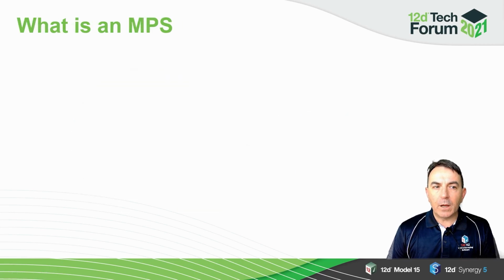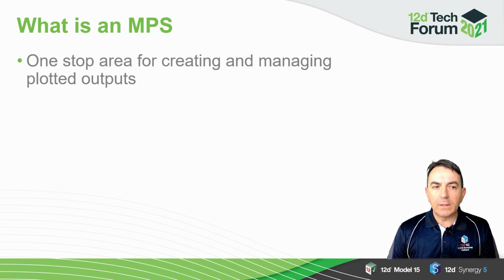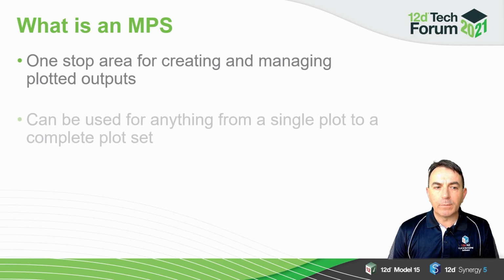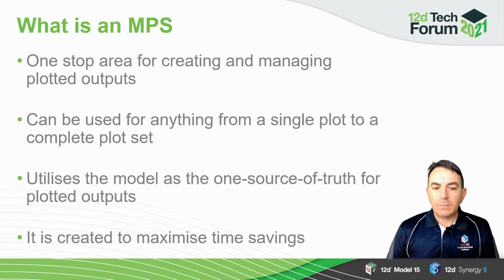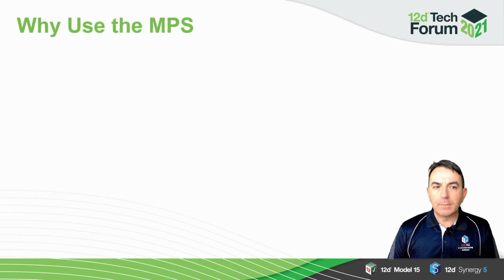So to start off with, we're going to go, what is an MPS? Well, an MPS is a one-stop area for creating and managing all of your plotted outputs within 12D model. And this can be plan outputs or long sections or cross sections, basically all of the plotting features inside 12D model. This can be used for anything from a single page plot to a complete plotted set. And the important thing is that it utilizes the model as the one source of truth for your plotted outputs. So your plotted outputs are a snapshot of that model. And the MPS is created to maximize your time and time savings.